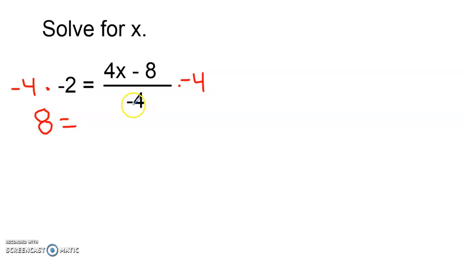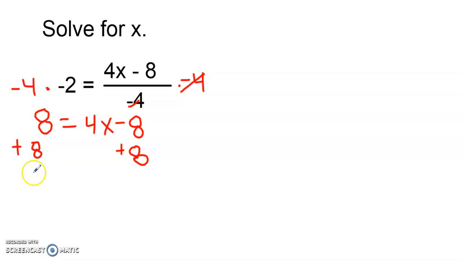And then on this side, negative 4 times negative 4, that's going to cancel out. So that's going to leave us with 4x minus 8. So we want to get x all by himself, so we've got to get rid of this negative 8. So we've got to do the opposite, which is adding 8. So we'll add 8 on this side.